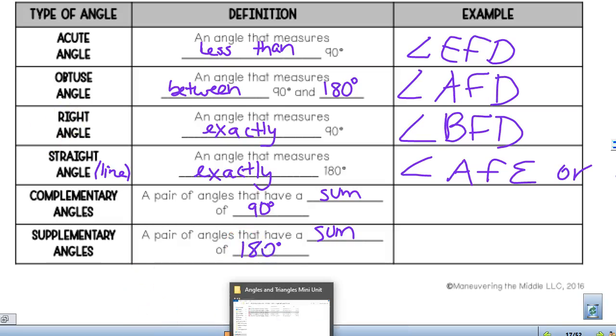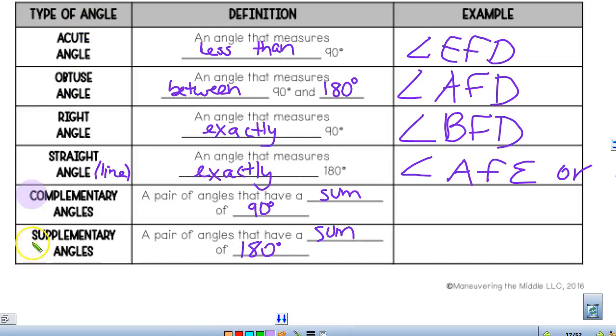And I'm going to give you some tips on how to remember those two. If we look at the word complementary and the word supplementary, complementary starts with a C, supplementary starts with an S. If you think about the alphabet, C comes before S in the alphabet. And if you think about numbers, 90 degrees comes before 180 degrees. So you can remember C comes before S, 90 comes before 180.